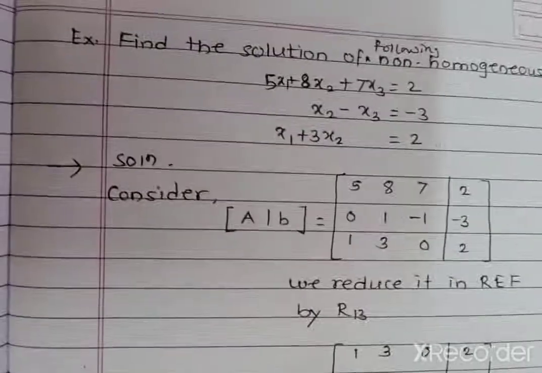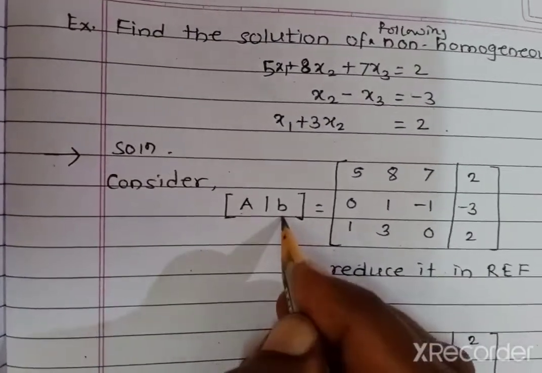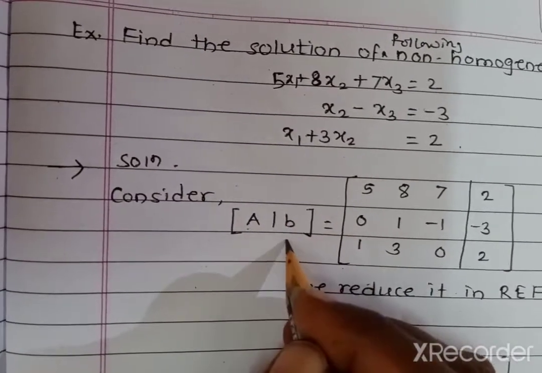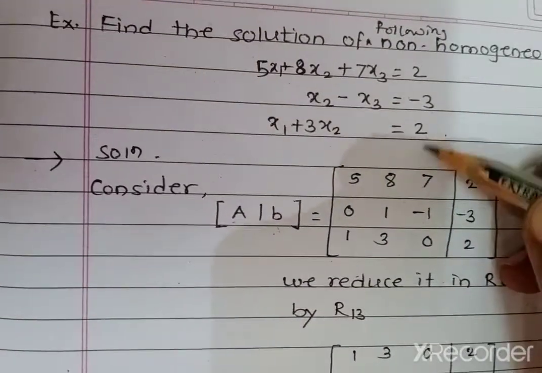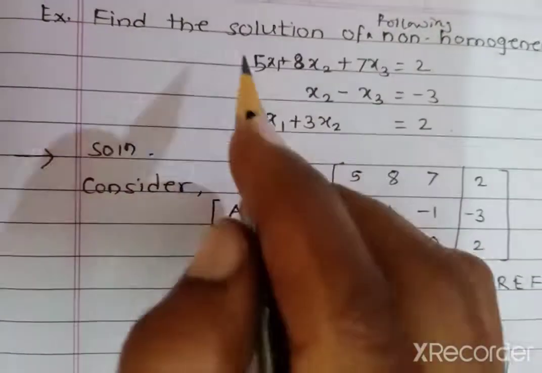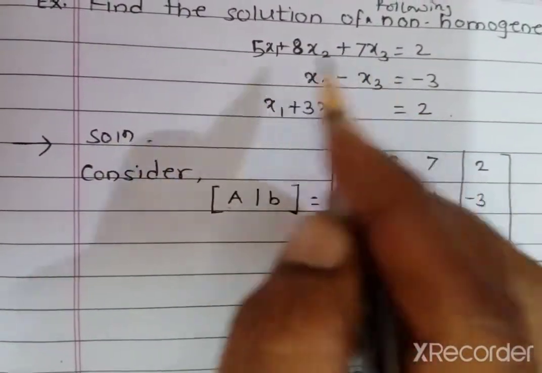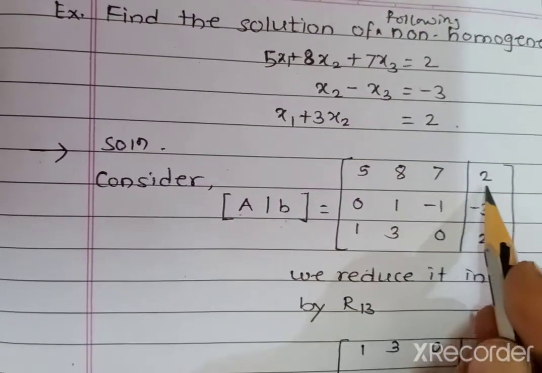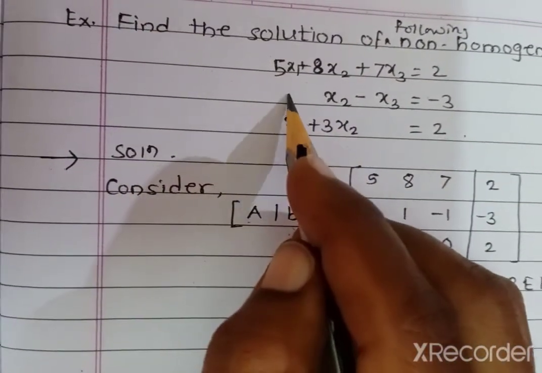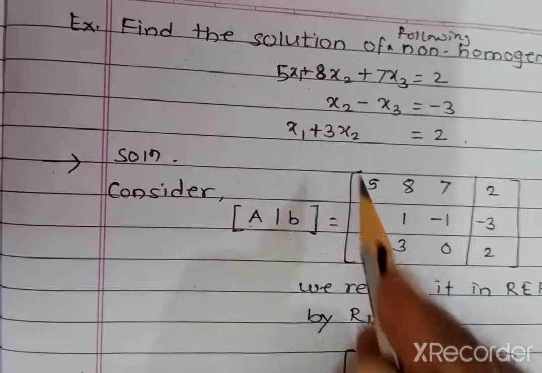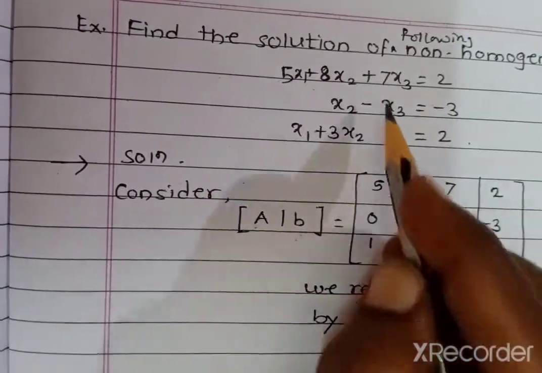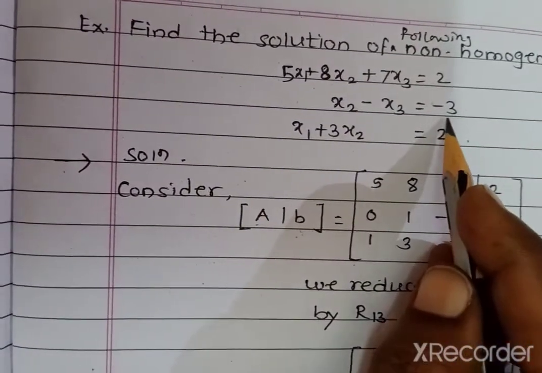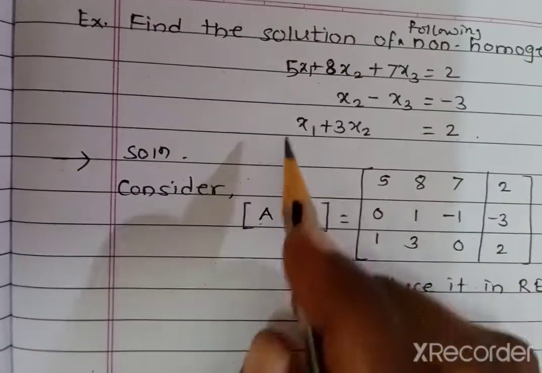Again we consider here the augmented matrix A augmented B. Now we do not write 0 here, because some constant values are present. So see the coefficients of x1, x2 and x3: 5, 8, 7, and the constant is 2. Now x1 is absent, so we write 0 here. x2's coefficient is 1, x3's coefficient is minus 1, and this entry is minus 1.